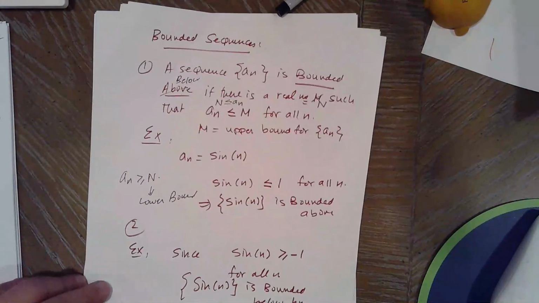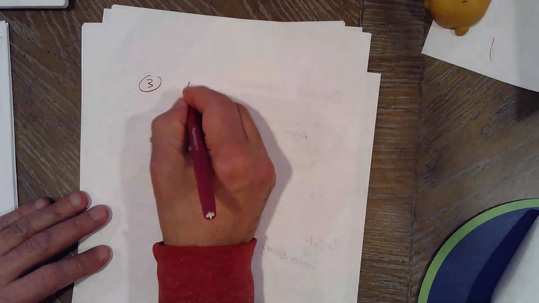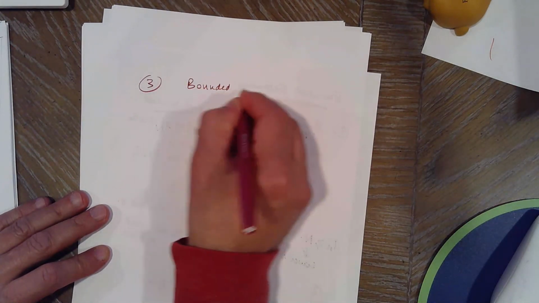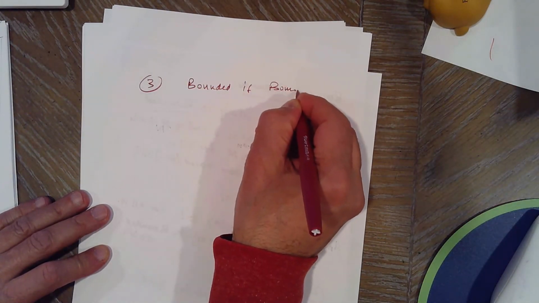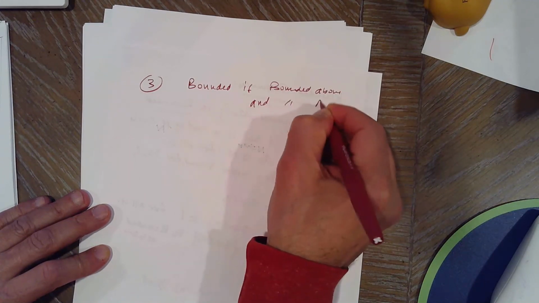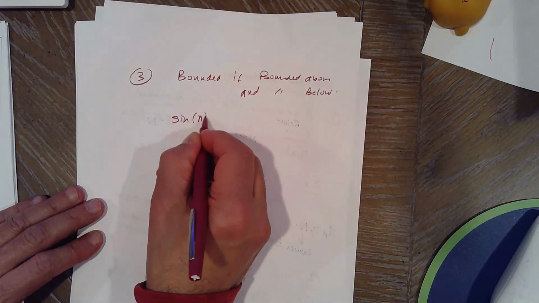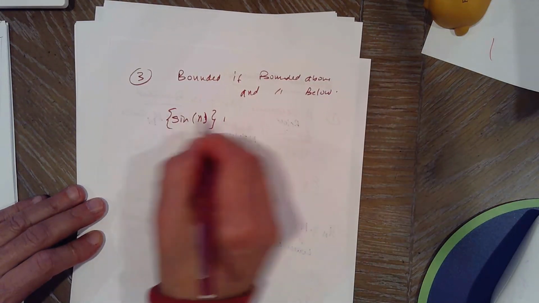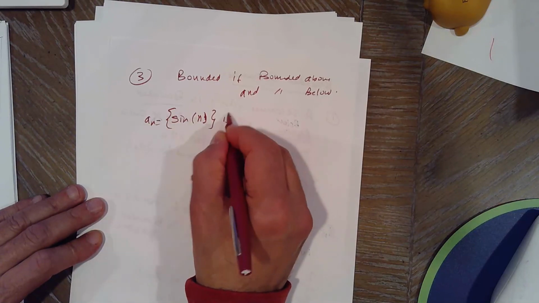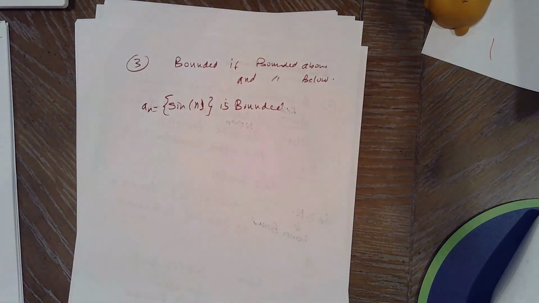And we have bounded above, bounded below, and then we have bounded. What makes a sequence bounded? If it's bounded above and bounded below. That's what makes a sequence bounded. Again, sine of n, that sequence is bounded because it's bounded above by 1 and bounded below by -1.